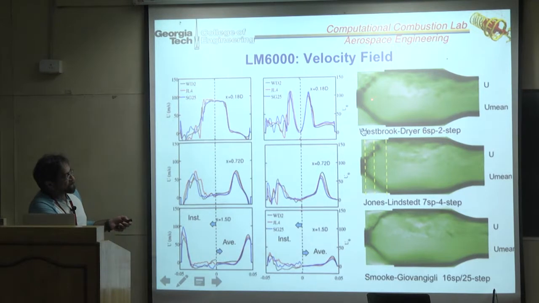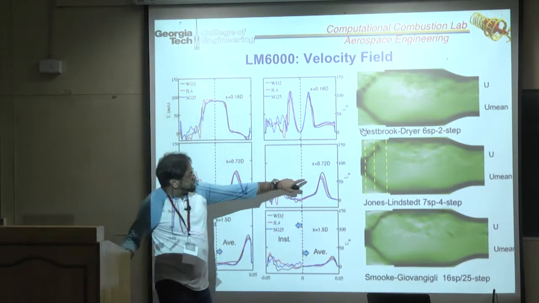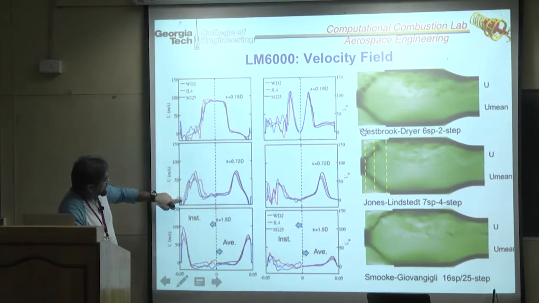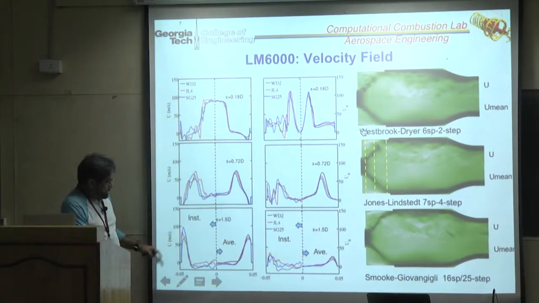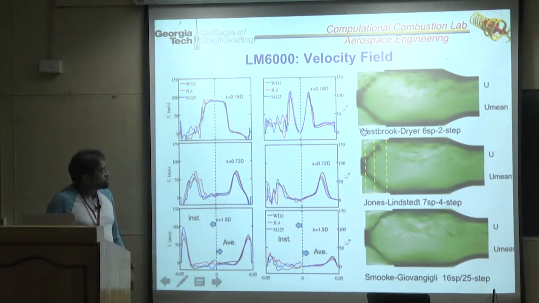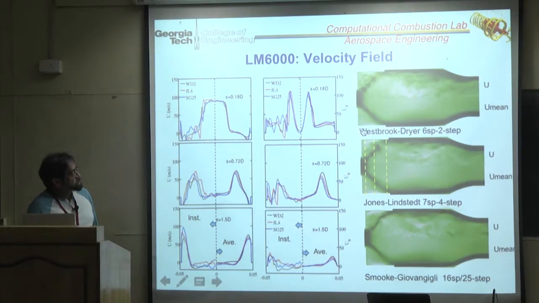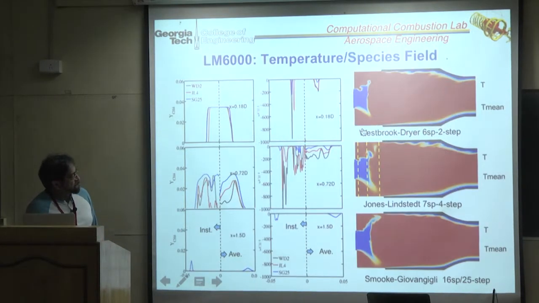But the point was that the two-step, which is WD2, the black line, has some over predictions here. Instantaneously, there are some variations also, but on the average, they all look the same. So that seems to suggest consistency of the chemistry for the fluid mechanics, but not so true for reacting flows on the chemistry side. Because now, if you look at this is the temperature profile, instantaneous temperature on the top half, average temperature on the bottom half.